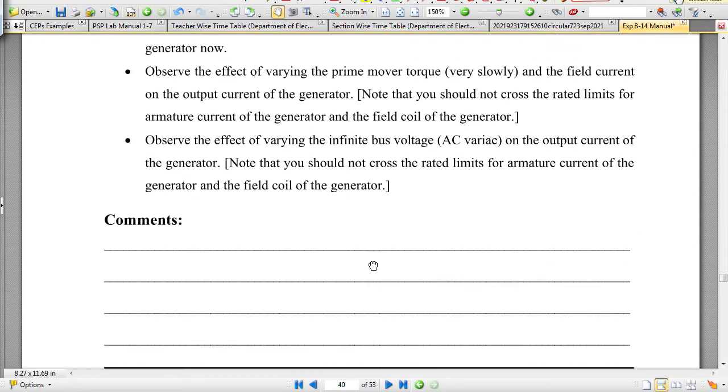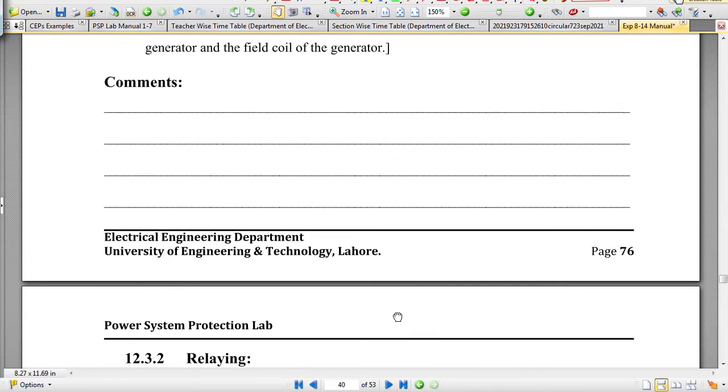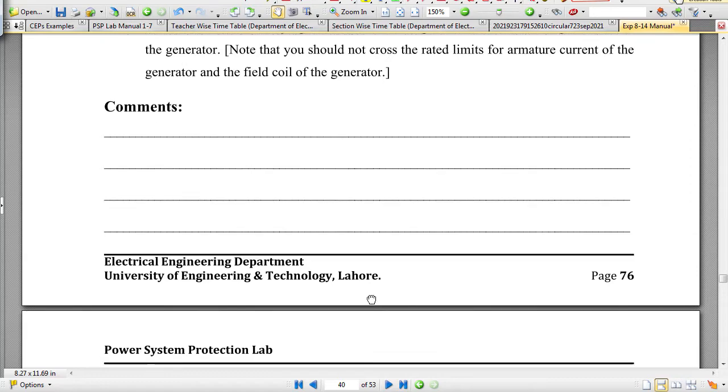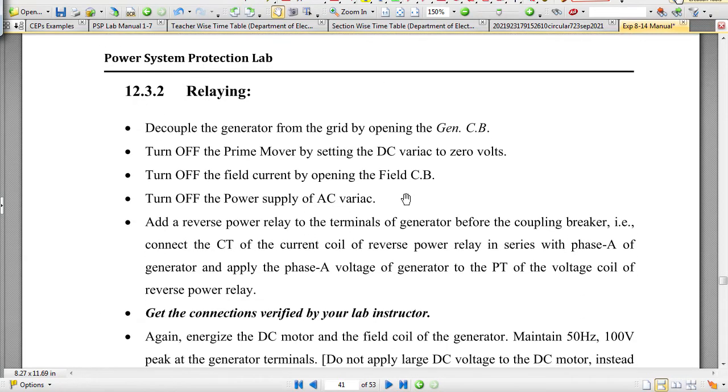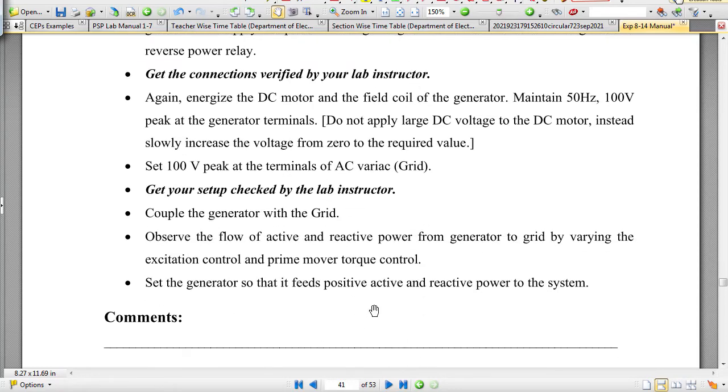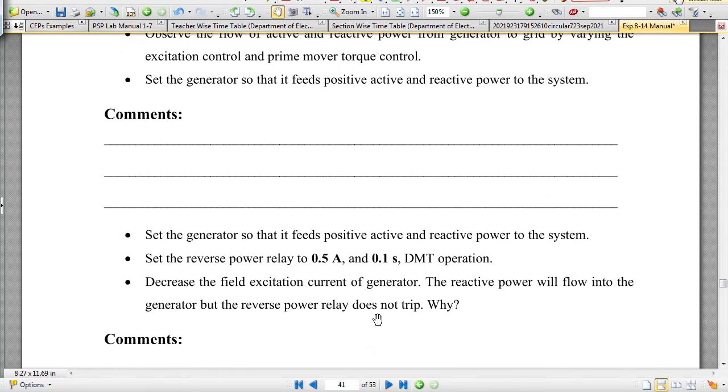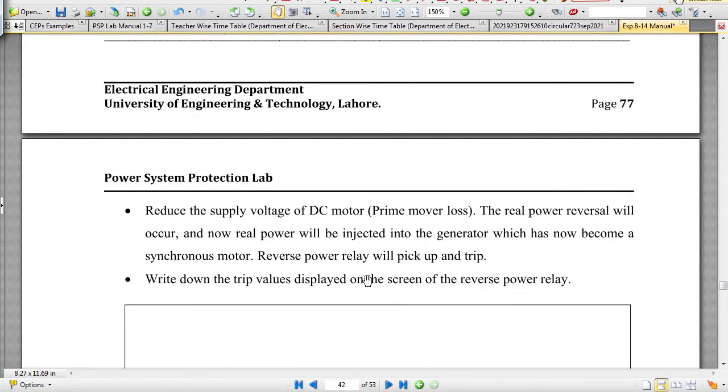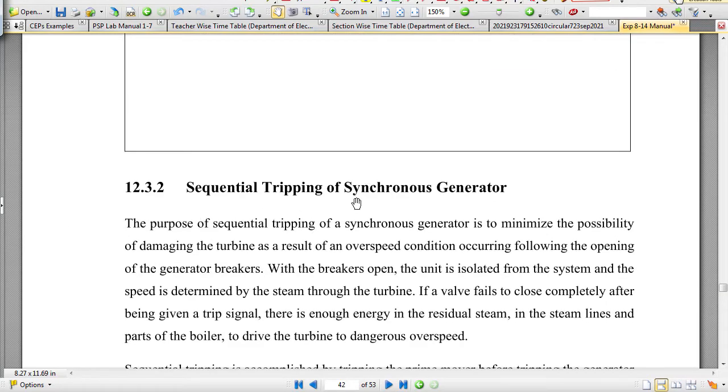Once you have reached step 5, having done the first 5 steps, next comes the relaying portion. In this relaying portion, students first insert the reverse power relay to provide protection against the reversal of real power in the generator, and then insert the frequency relay. The combination of reverse power and frequency relay will help the student execute the last task, sequential tripping of the synchronous generator.